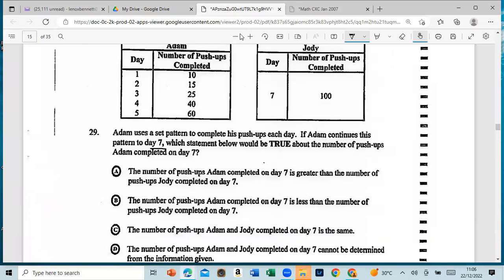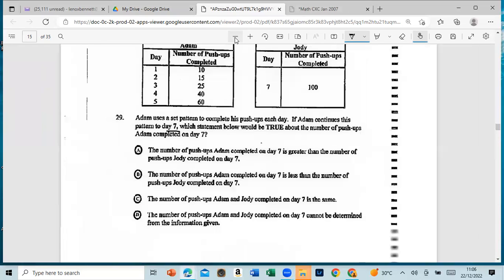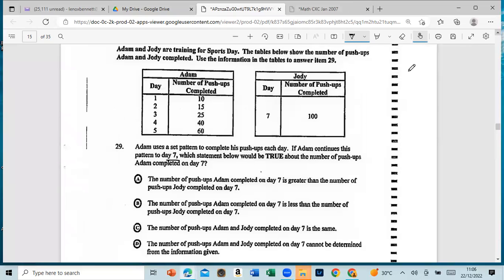So guys, I want you to see it very carefully. You're going to go to Adam and focus on day 7. How many push-ups would Adam do? The question did not ask, but just work it out for me first. Joshua says 29 is B. Let's see what the others think. Work it out, guys, and see.